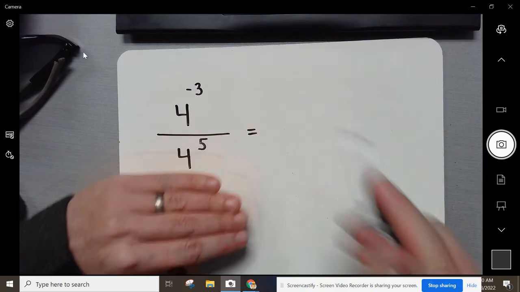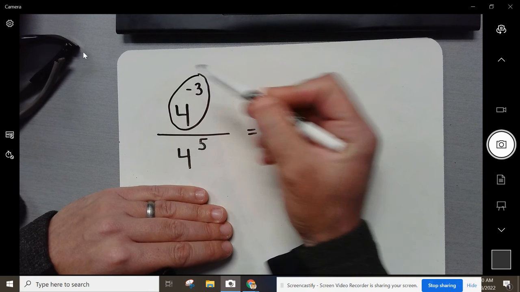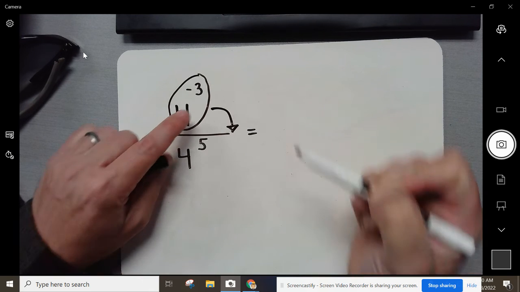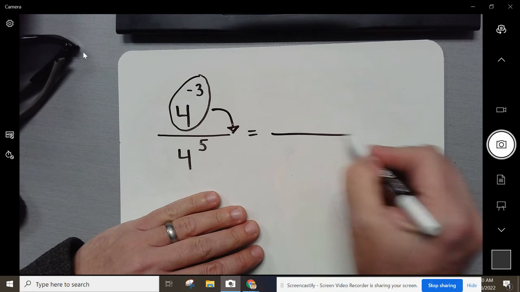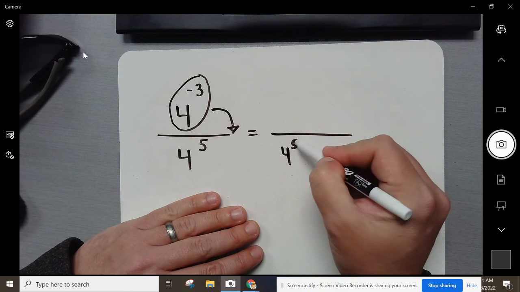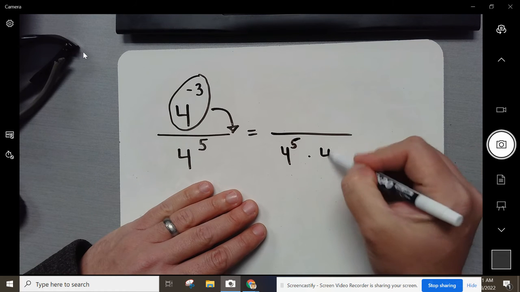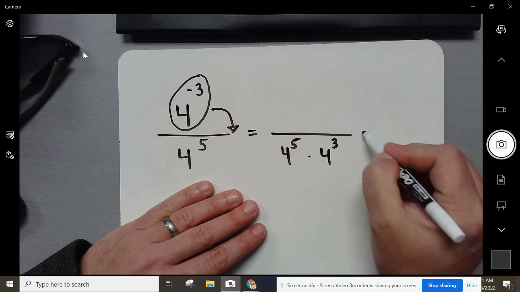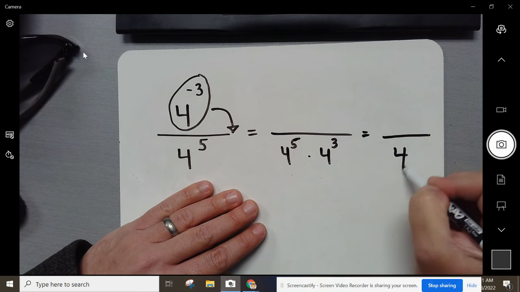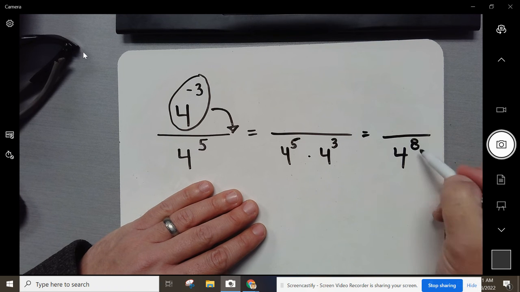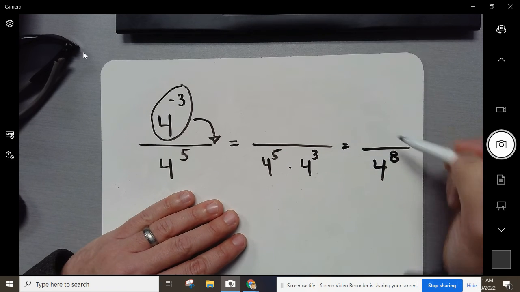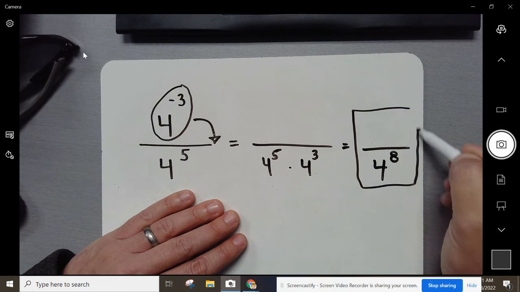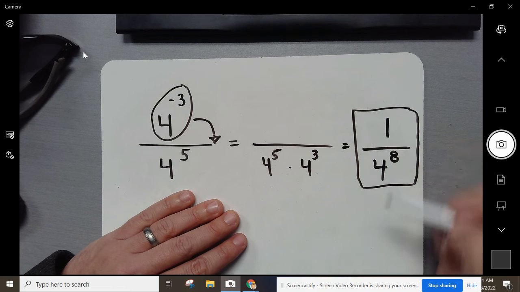If it was just that, use that same concept in your brain. We have to move this down. We have to flip it because it's negative. It can't stay negative. So now 4 to the 5th is here, but we're going to flip it with a 4 to the 3rd as well. All right, so what do you do with these? It becomes 4 to the 8th. And is that your final answer? Nope, you got to put a 1 on top.